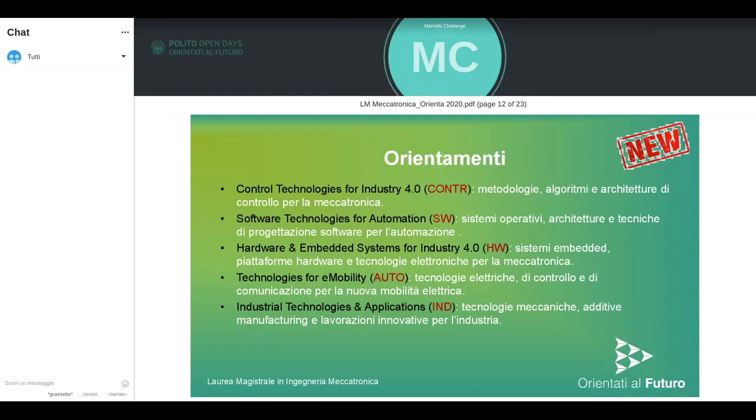We designed these careers last year, and so we introduced five different careers in order to underline the five main areas, at least now, in the mechatronics scenario. So we have control technologies for people that want to go deep into the control area, software and operating systems, hardware and embedded systems for people that want to go deep into the electronic part, technologies for mobility, which is related with innovative automotive systems, and industrial technologies and applications for people that want to remain in the industrial area.